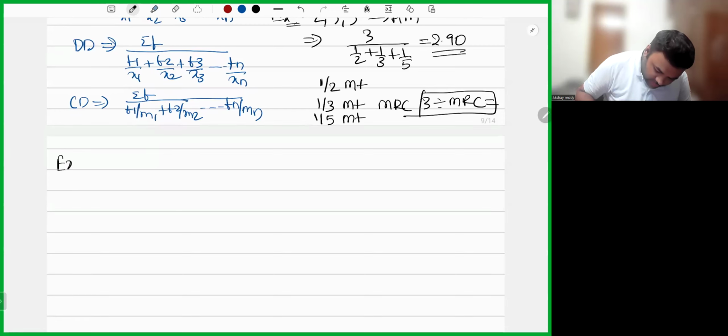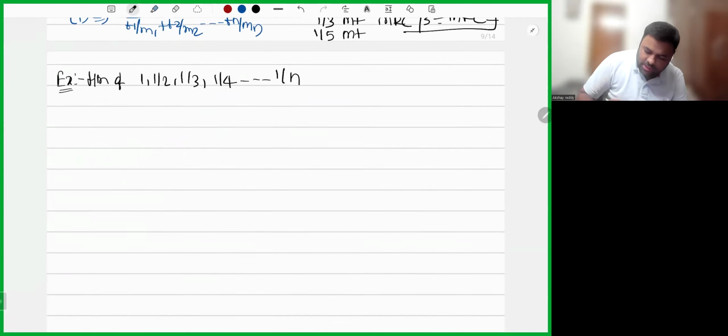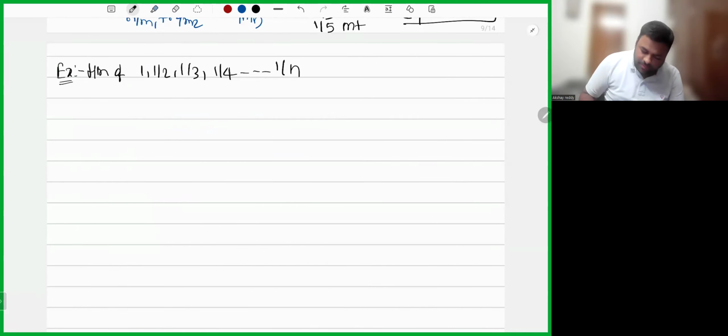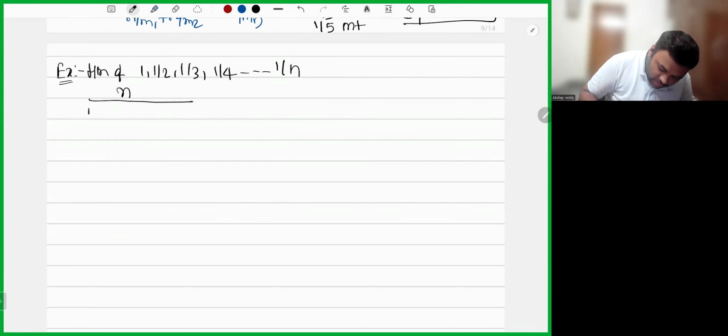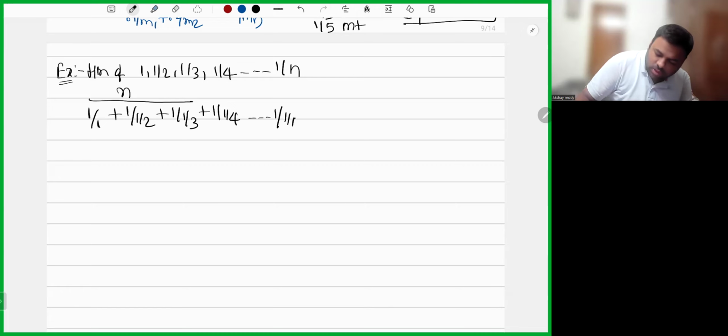One question I'm asking: what is the harmonic mean of 1, 1 by 2, 1 by 3, 1 by 4, so on till 1 by n? How will we calculate? Simple. n divided by 1 by 1 plus 1 by half plus 1 by 1 by 3 plus 1 by 1 by 4, so on till 1 by 1 by n. Because what is the formula? n divided by 1 by a plus 1 by b plus 1 by c, so on, right?